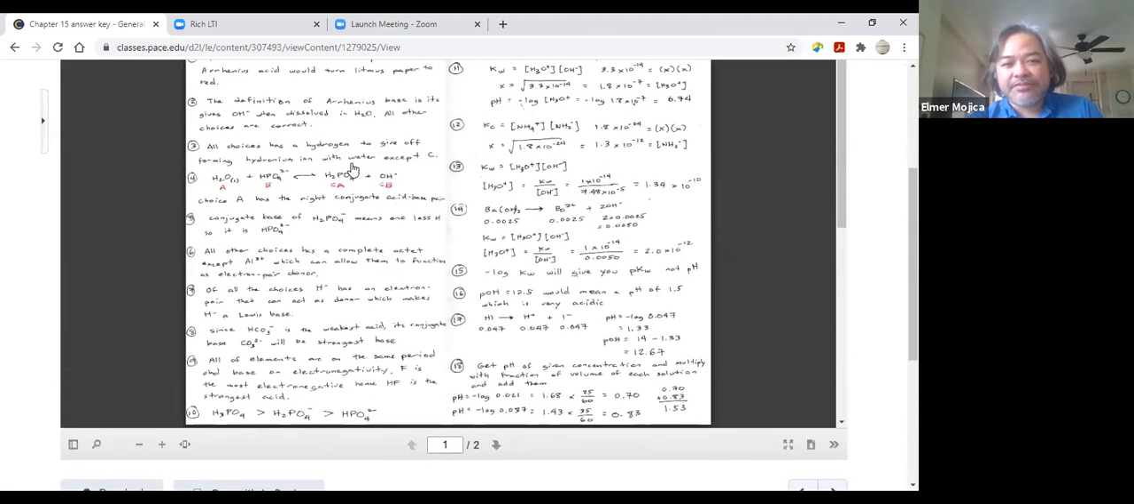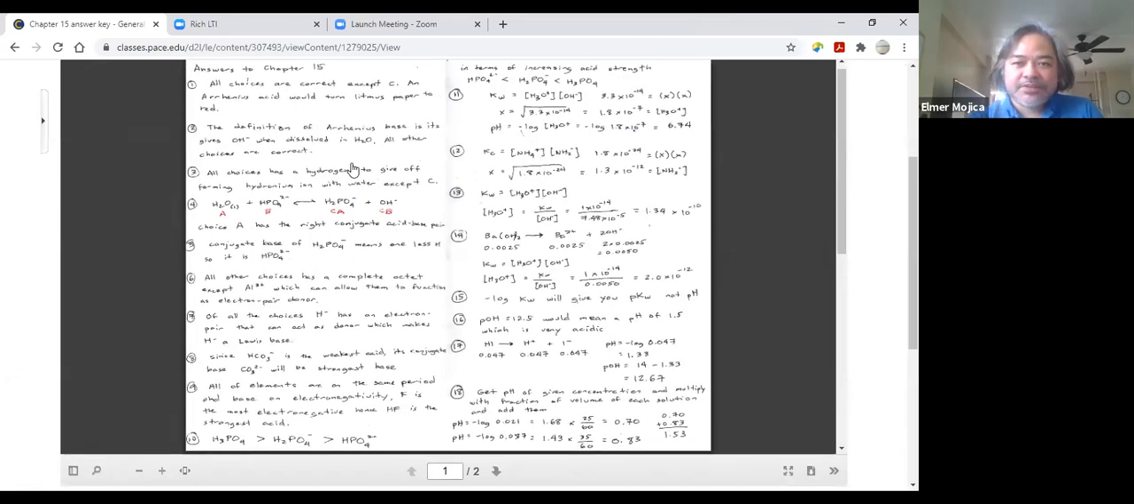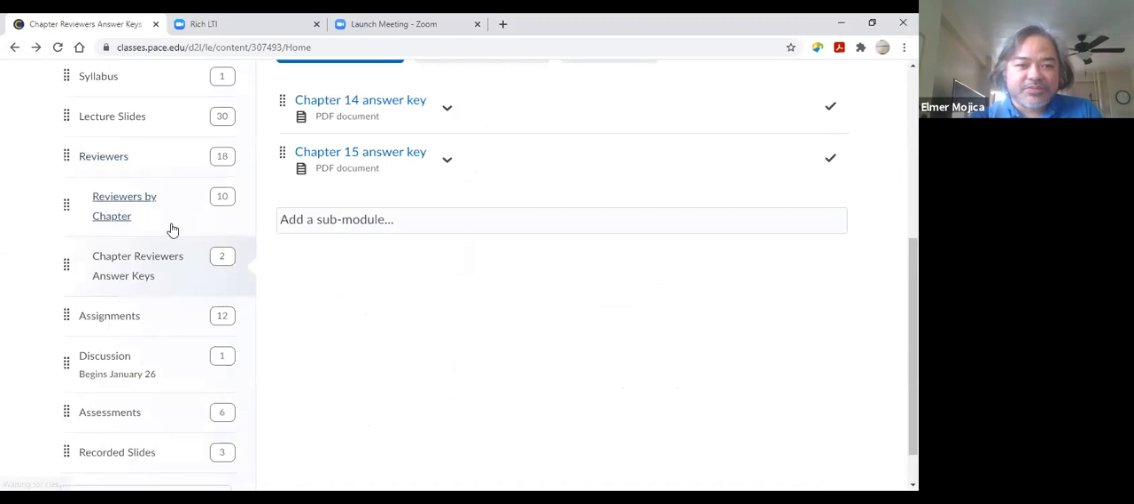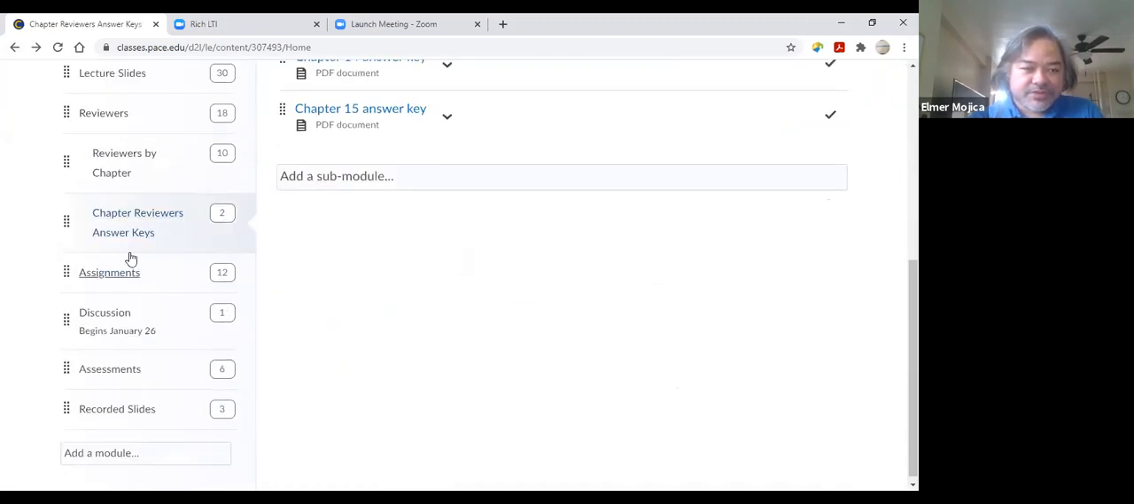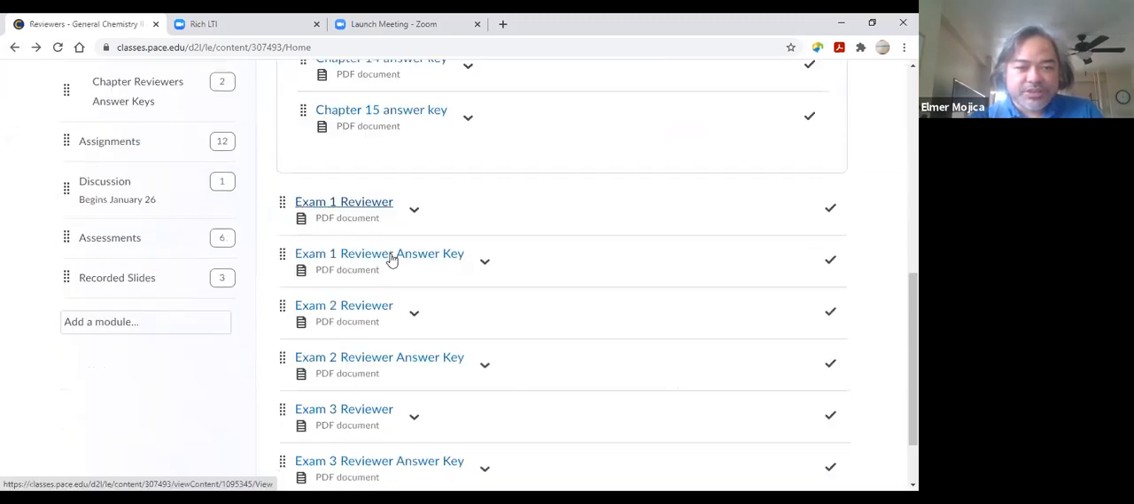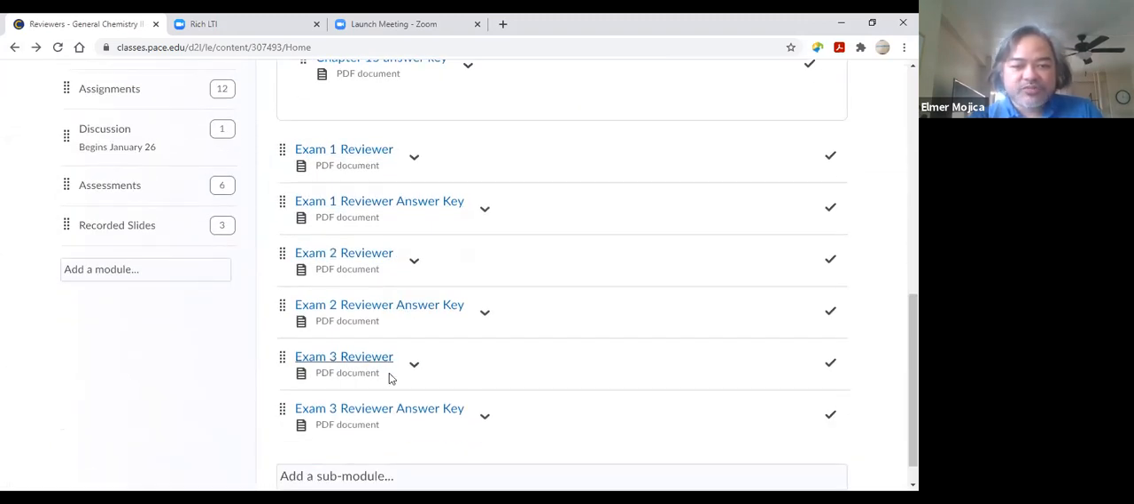I'm not sure if you can understand the penmanship that I have there. It's the same as what I did in the other reviewers, the exam reviewers that I have. So you could see that I have some reviewers here: exam 1 reviewer, exam 2 reviewer, exam 3 reviewer. So I think I have done my part to prepare you. So it's up to you if you're going to bite that. Okay?